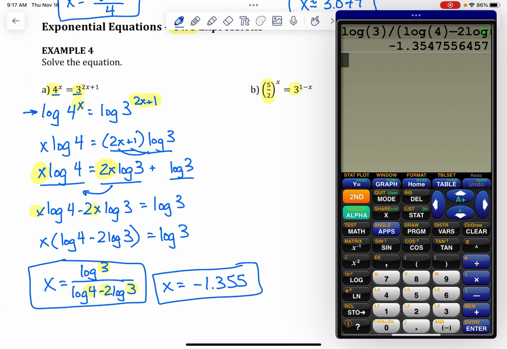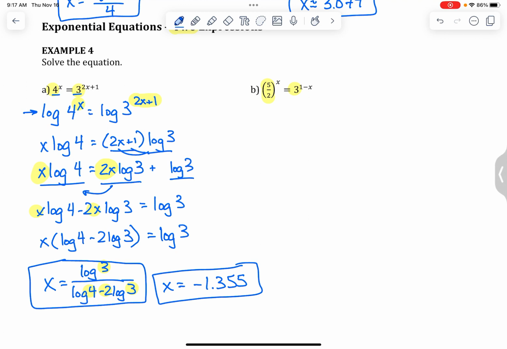Again, it didn't matter which log I used. I could have used natural log, and it would give me the same thing. So if I do the natural log of 4 minus 2 natural log of 3, I'm going to get the same result. So it doesn't matter what log you take in the beginning, because the answer is going to be the same. And so just to give you another practice problem, there's a problem here.